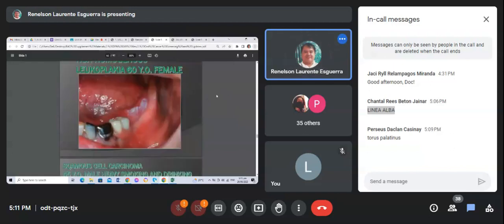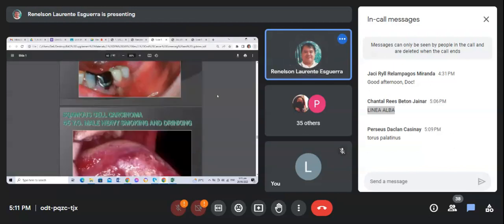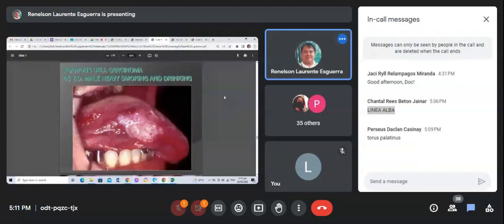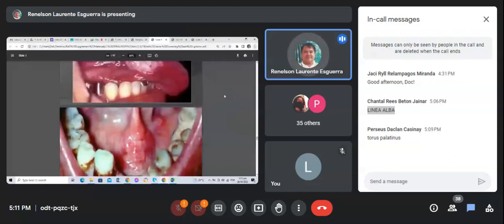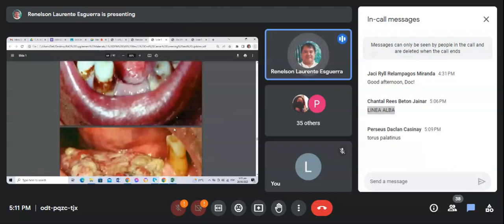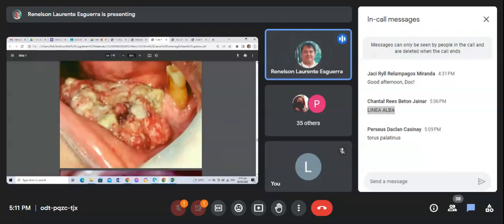So here, or this one is already so big, this is already squamous cell carcinoma in a 45-year-old male heavy smoker and drinker. So this one is a carcinoma of the caruncle of the lingual frenum. You see that the patient is a chronic smoker and with poor oral hygiene. This one is an advanced form of oral squamous cell carcinoma.